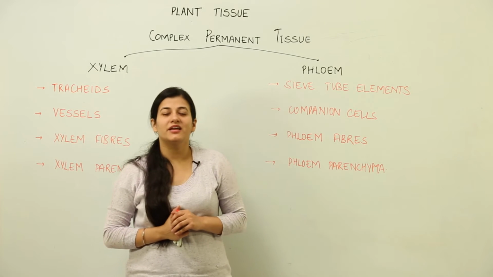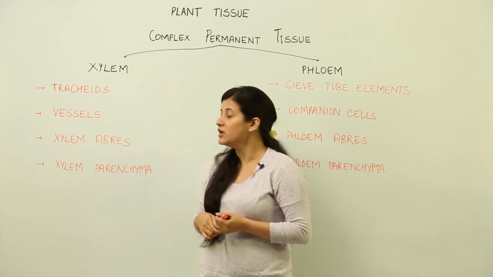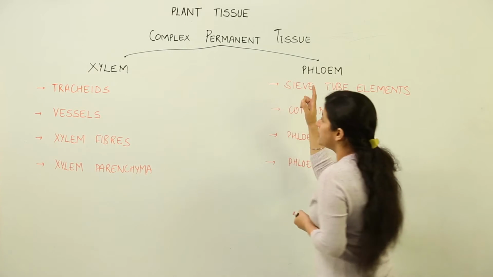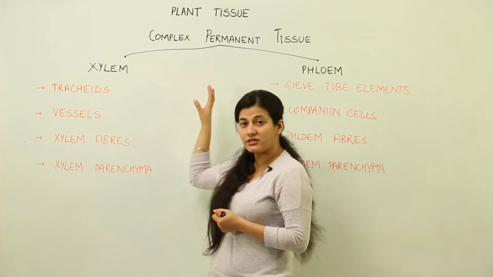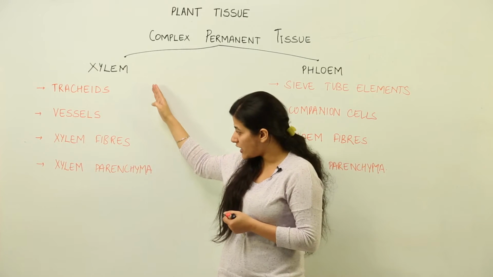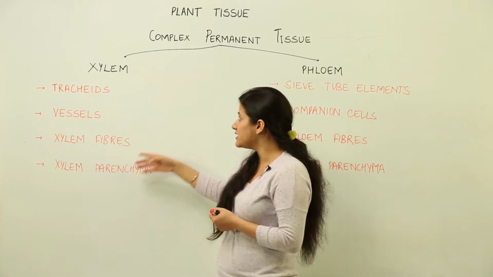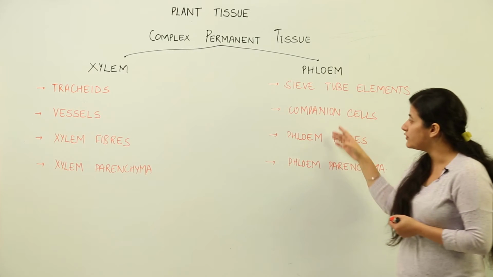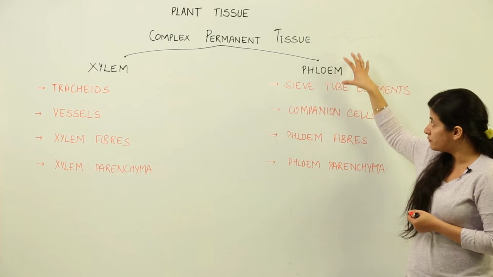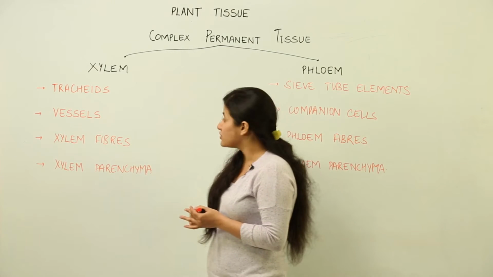Hello students. Now let us take into account the complex permanent tissue, which is further of two types, xylem and phloem. We need to revise that the permanent tissue, which is complex, has different types of cells. So here are the four different types of cells which form the xylem enlisted, and so is in the case of phloem. We have four different types of cells which would be forming the tissue in whole. So we need to know what the function of xylem is.